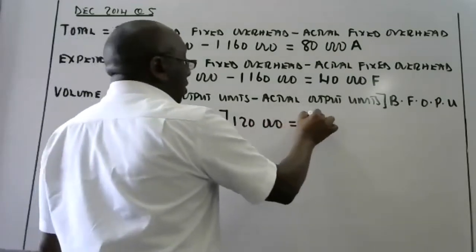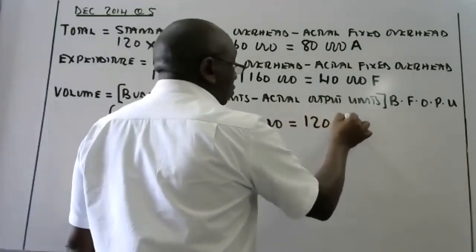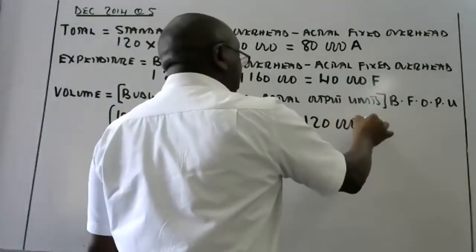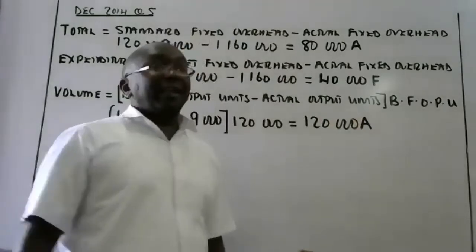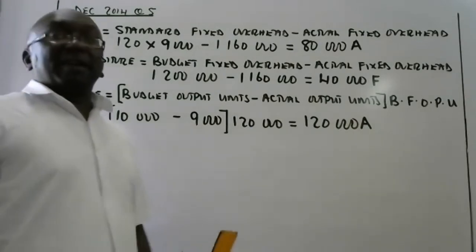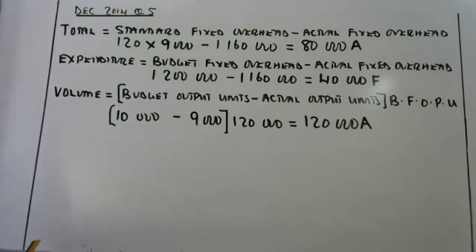120,000. Favorable or adverse? Adverse. You're very good. Now that it is positive, the same and different. That's good.